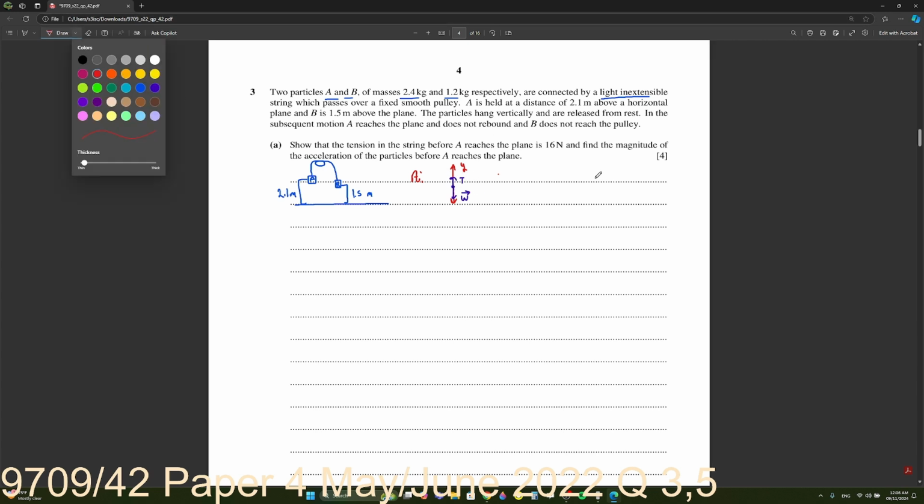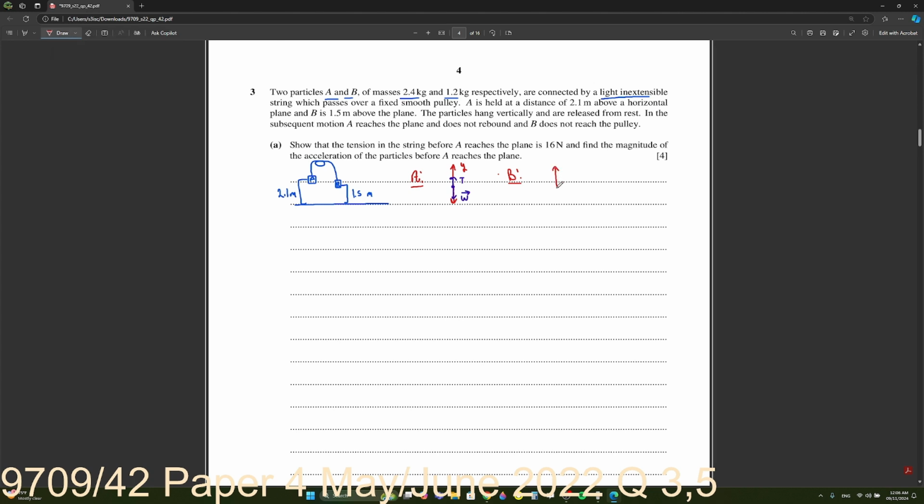How about for block B? Block B, same thing, but the tension would be greater than the weight, right? Because block B would be going up. This is the y-axis, same thing. Weight goes down, and tension is greater because it pulls it up. Let me put vectors. We know that they're both accelerating, obviously. We want to show that the tension is 16 and find the acceleration. So let's start with block A.